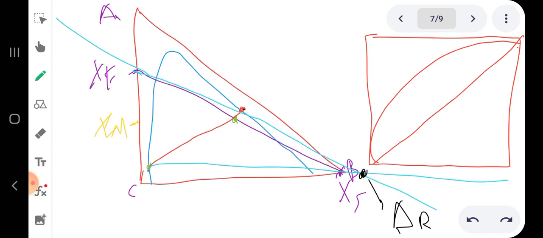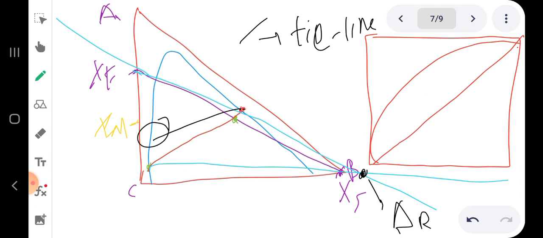So this is your tie line. Let's draw tie lines in dark. The dark curve means a tie line. Tie line. Okay? Then you stop here. Okay, you stop here. Then what to do?